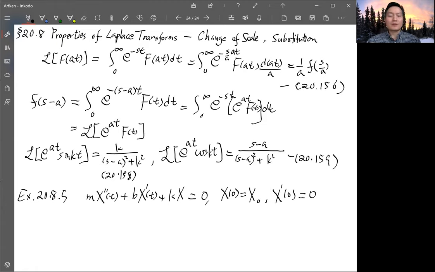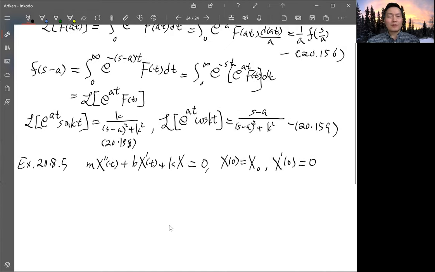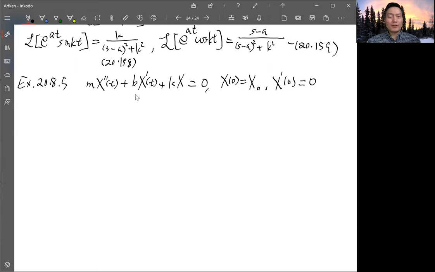Okay, so this is similar to the simple harmonic oscillator. If we set b equals zero, this is the simple harmonic oscillator problem we considered before. But now with b non-zero, you have a damped situation. So you can use Laplace transform to solve it.